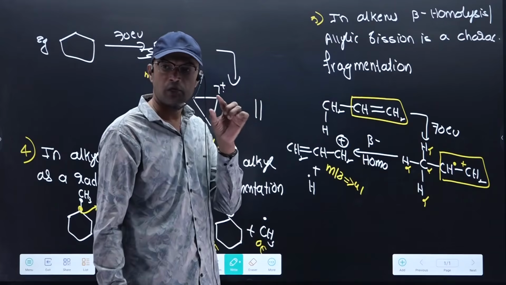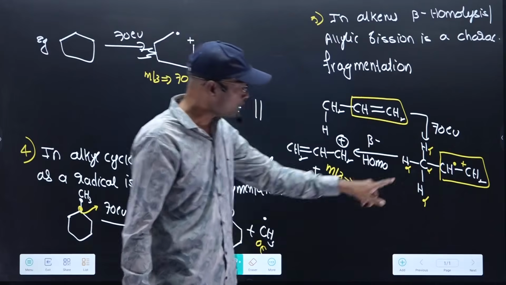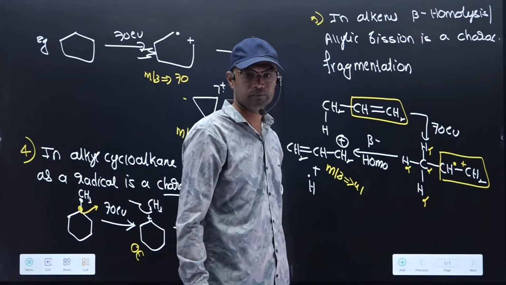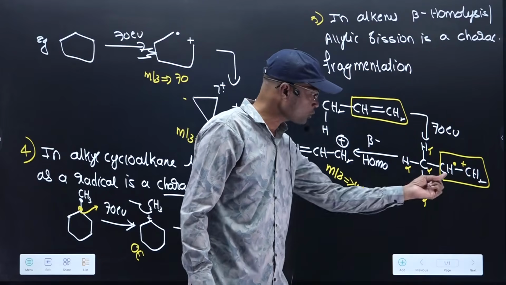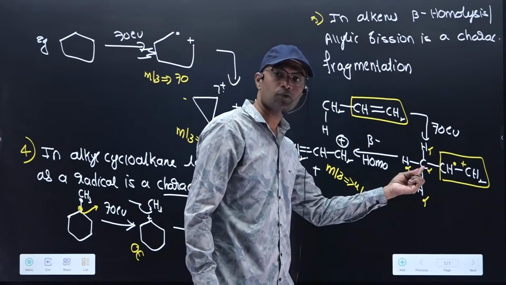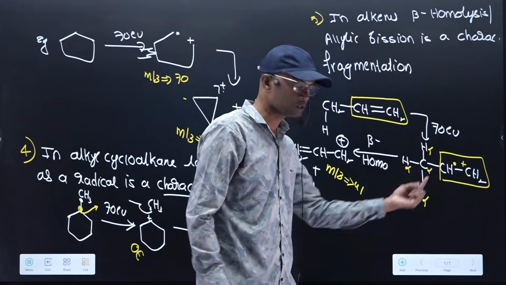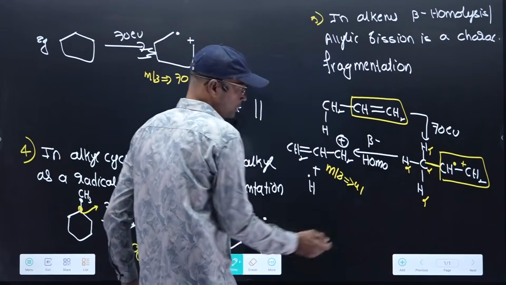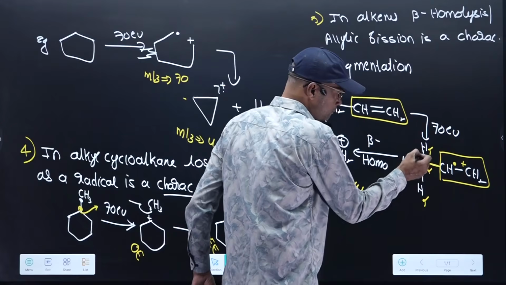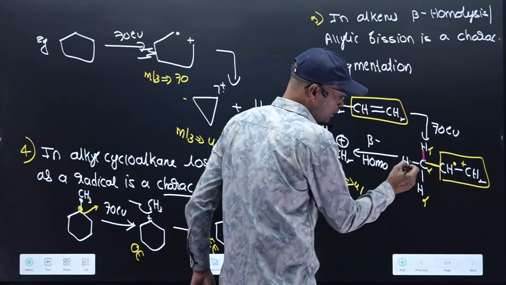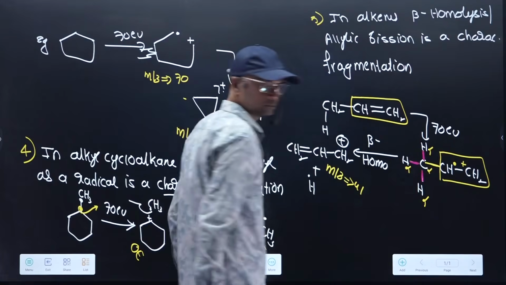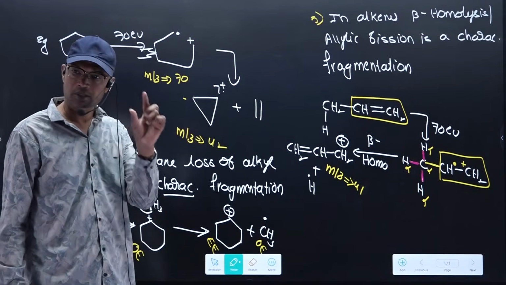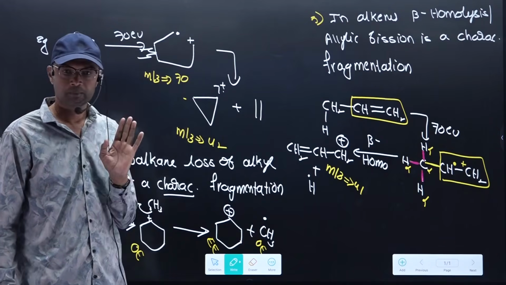Alpha carbon attached hydrogens are alpha hydrogens. But the bond is beta. The functional group attached first carbon is the alpha carbon. First bond is alpha. This is the alpha bond. Remember, this is the alpha bond. Remaining all bonds are, what is this bond? Beta. This is beta. This is beta. Remember, hydrogens are different, carbons are different, bonds are different. All are not the same. Clear?